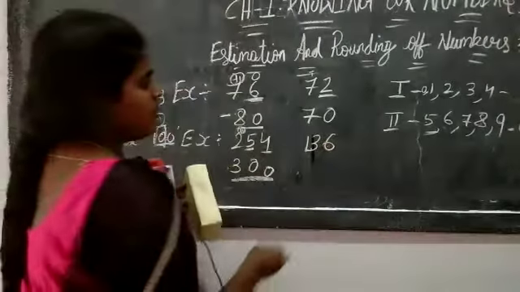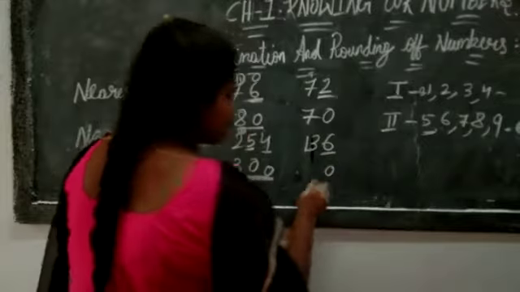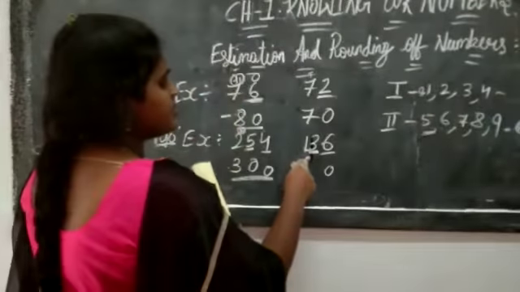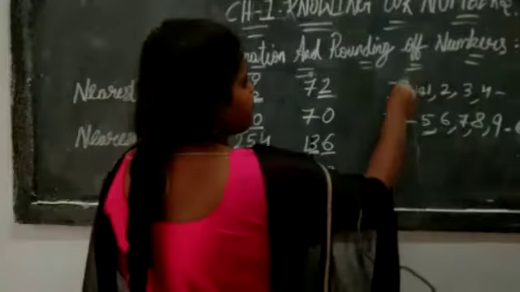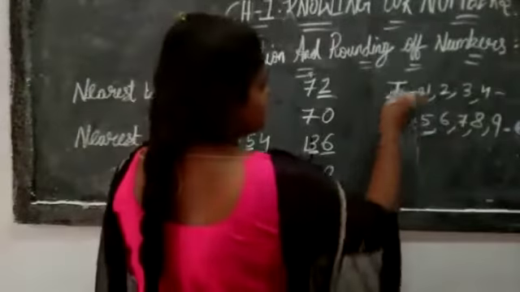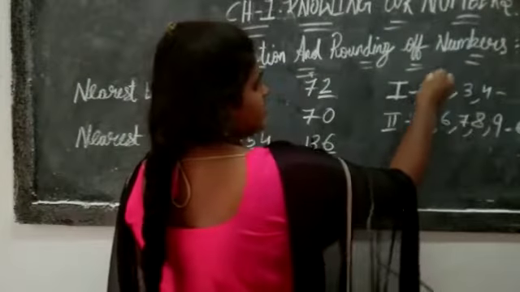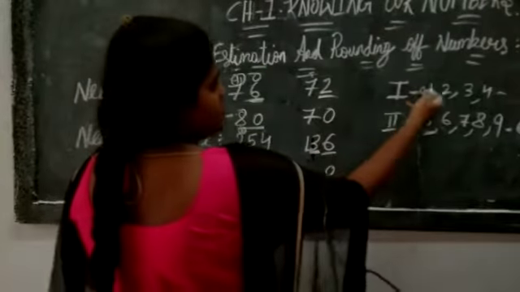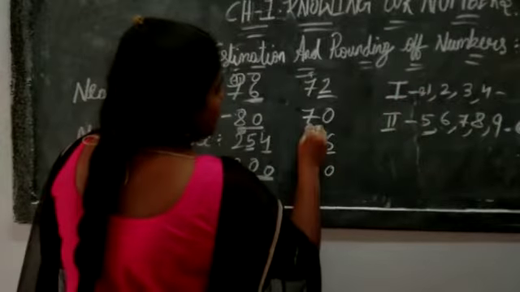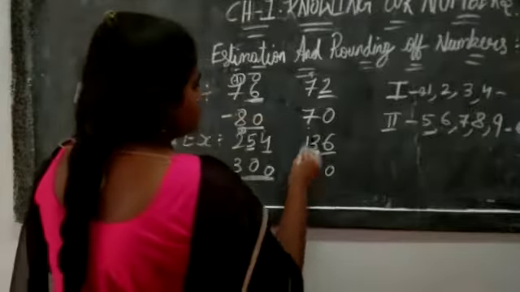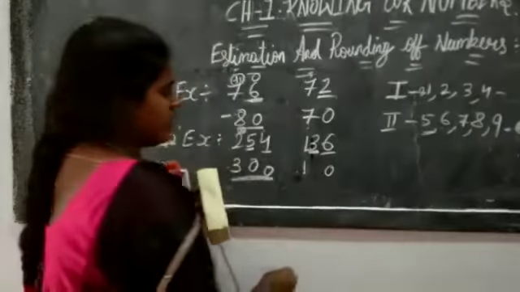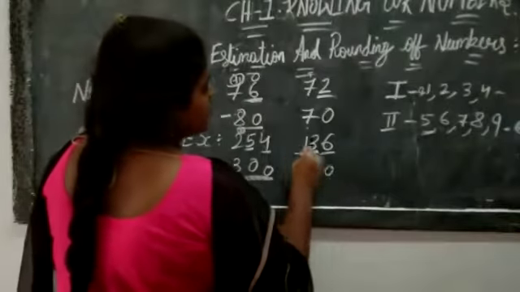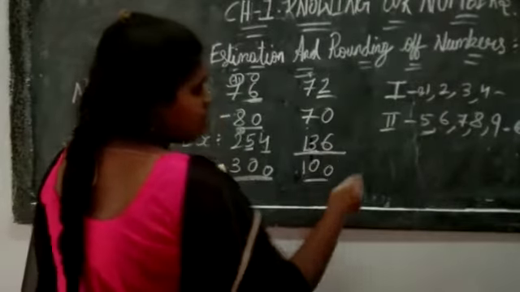136. Now the ones place will automatically be 0, you keep 0. Now you check the tens place. Tens place is 3. In which train is it? It is in your first train. So for the first train, the number will stay the same, we can't add anything. So you write the number like that only and your tens place will be 0. The 136 will be nearest to 100.